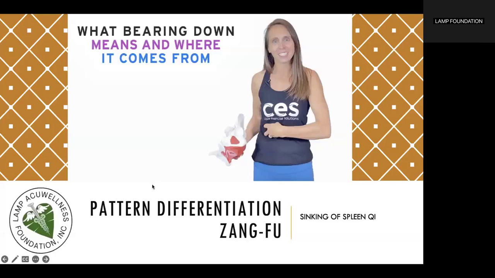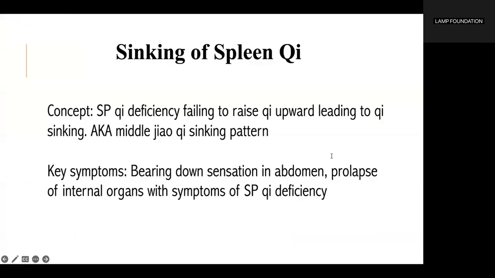Sinking of spleen chi. Spleen chi sinking is almost the same as spleen chi deficiency. The difference between the two patterns is that when there is spleen chi sinking, there are specific symptoms that relate to spleen chi failing to carry out its function of lifting and holding organs and structures in the body in place. This can manifest in anything from a mild dragging sensation in the body to a prolapse of organs or structures. For example, hernias and rectal prolapse.